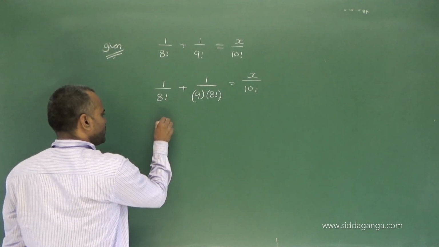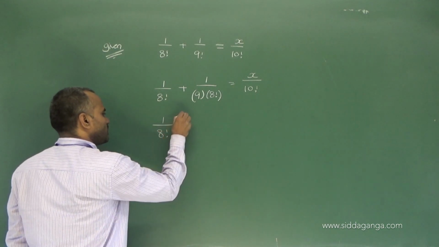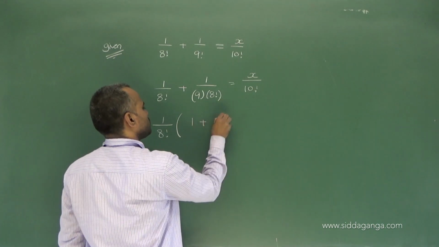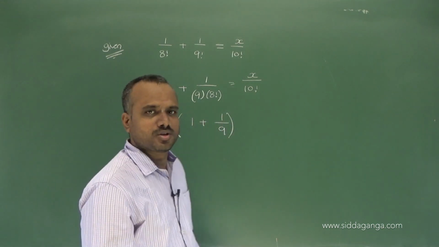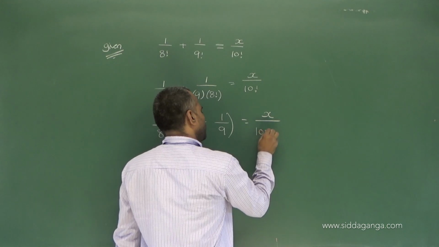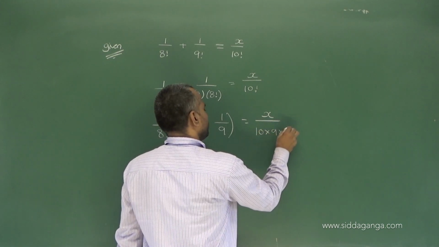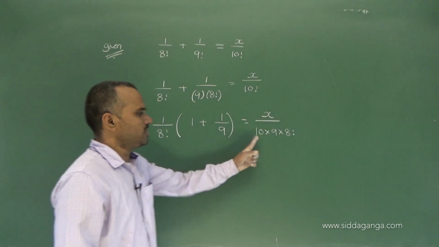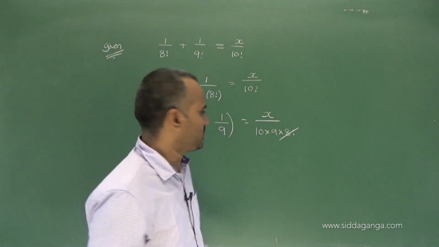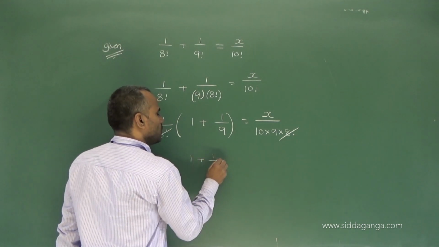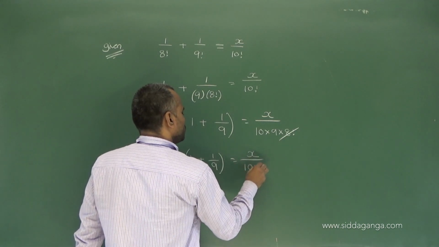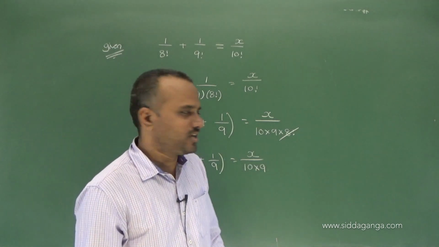What do we do in the LHS? We take 1 divided by 8 factorial common. 1 plus 1 divided by 9 is equal to x divided by 10 into 9 into 8 factorial. 8 factorial gets cancelled. 1 plus 1 divided by 9 is equal to x divided by 10 into 9.